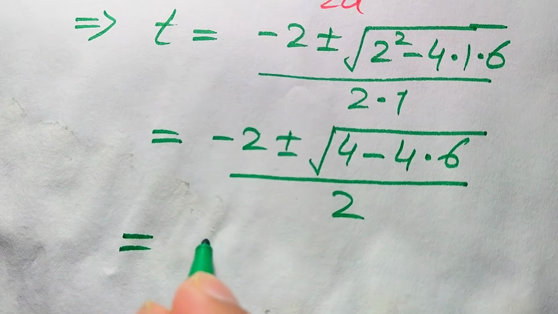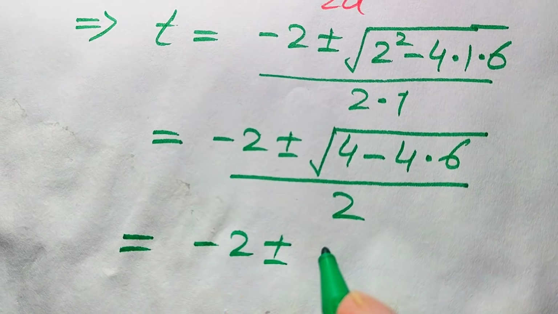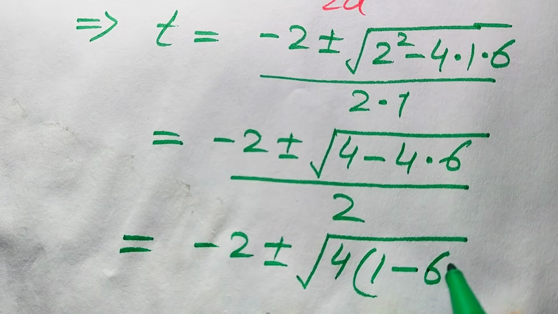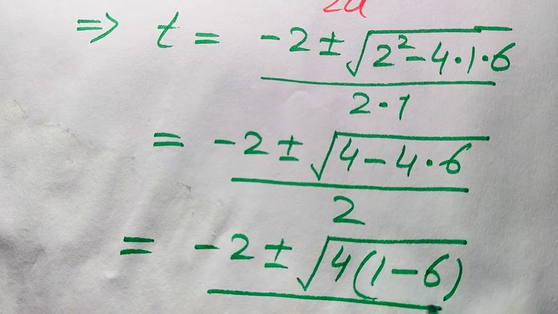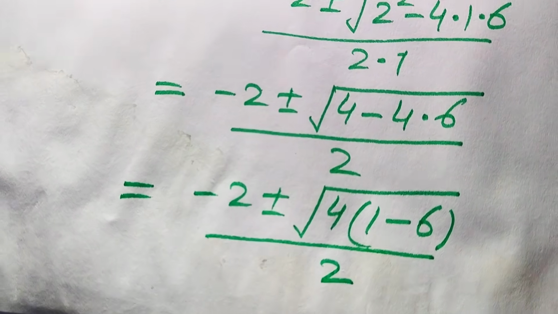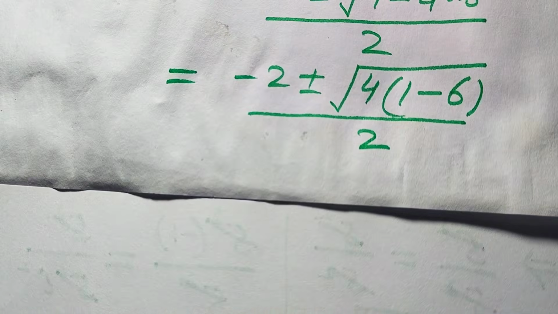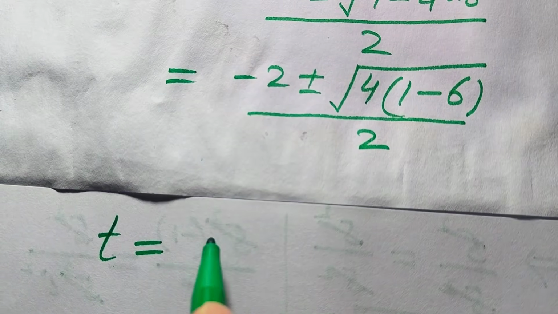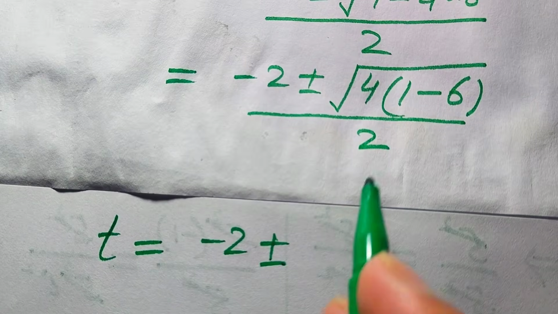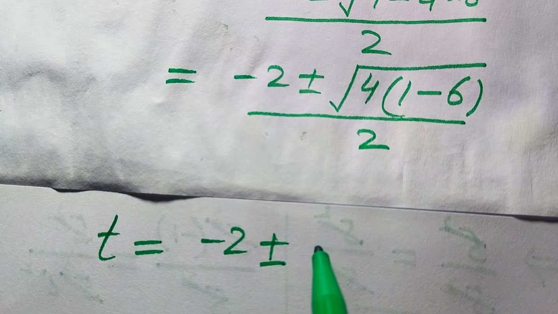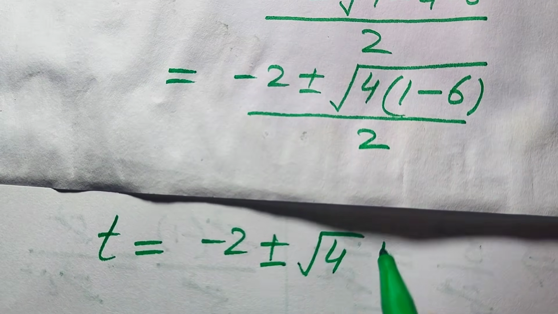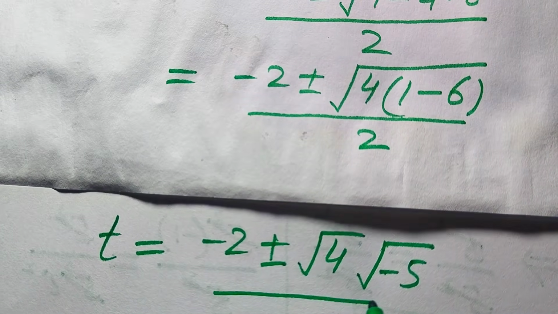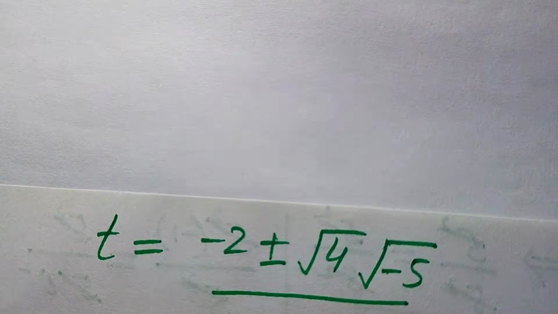And now in the next step, we need to take common 4 inside the square root sign, and when we take common 4 we get the remaining values are 1 minus 6 under the square root, and it is divided by 2. So in the next step here we need more simplifications, and we will obtain t is equal to minus 2 plus minus. Here we apply square root separately on both of these two values, and it will become square root of 4 into square root of 1 minus 6 becomes minus 5, and it is divided by 2.